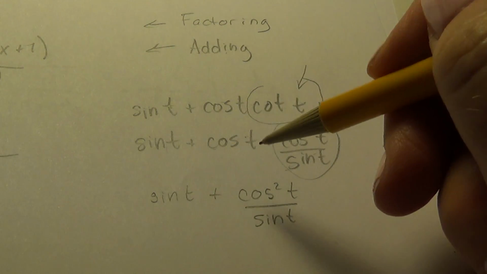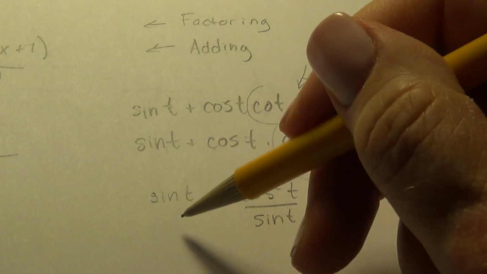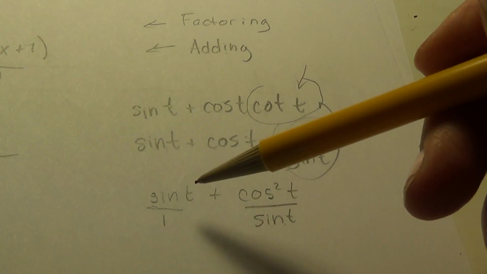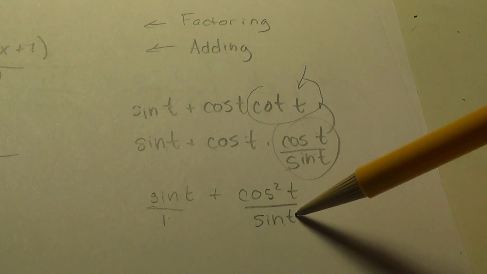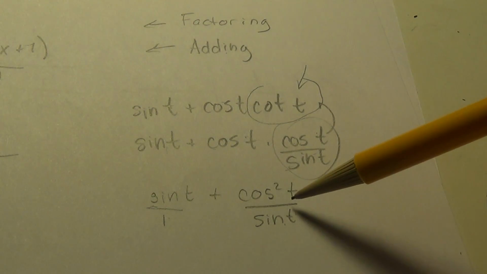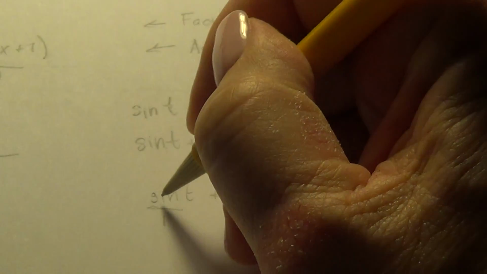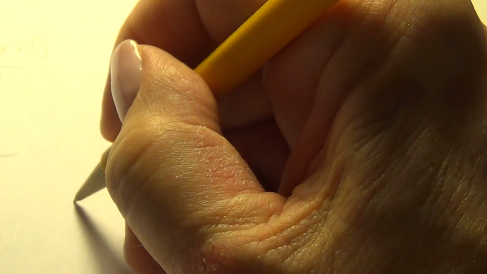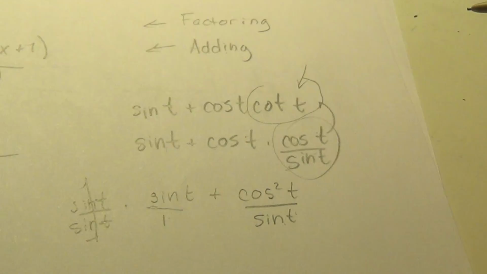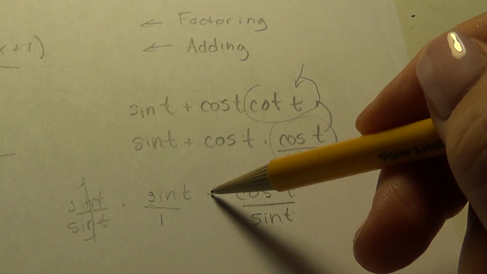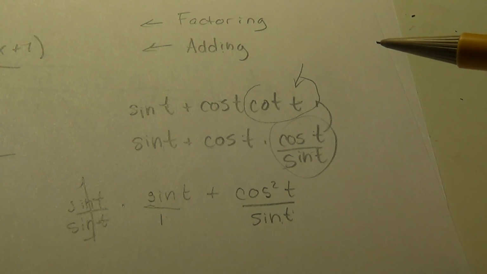So we're going to add these, and recall that to add fractions you have to have a common denominator. There's no written denominator here, so I'll emphasize that it's a 1, and the denominator here is sine t. To give them a common denominator, I'm going to use sine t. So to create a sine t in the denominator, the only mathematically sound way is to multiply this by sine t over itself, which is a big fat 1. So when you multiply anything by 1, it only changes how it appears, not its value.